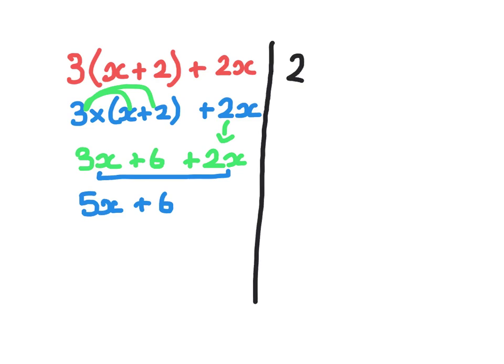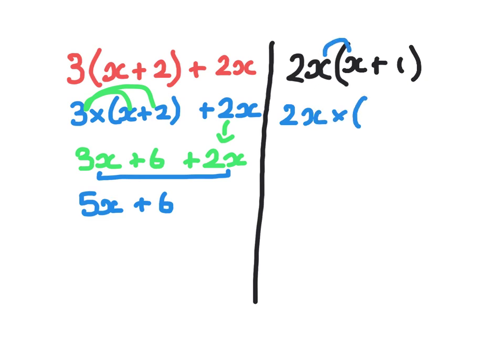Okay, one last one, which is a little trickier still. I've got 2x outside the brackets, and then inside the brackets I've got x plus 1. Alright, so what does this mean? Well, it's 2x times by x plus 1. So 2x times by everything inside the brackets.